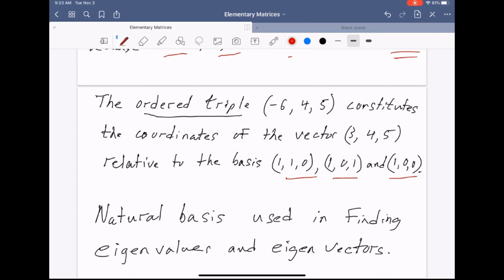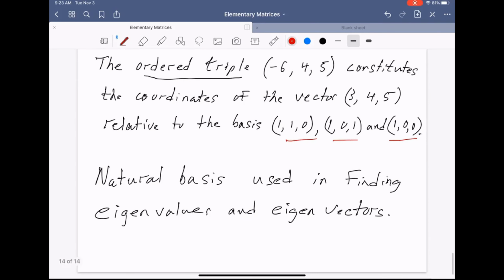So why do we need to know about natural bases? Because they are used in finding eigenvalues and eigenvectors.